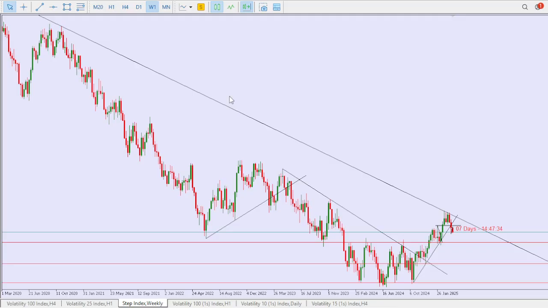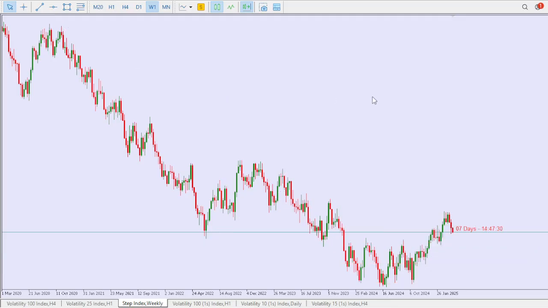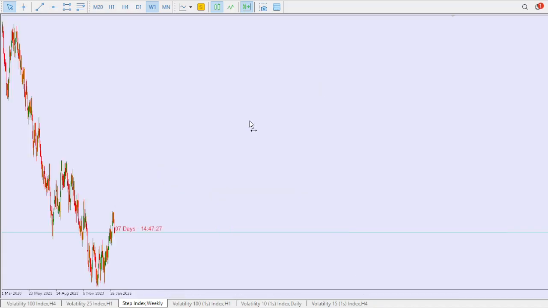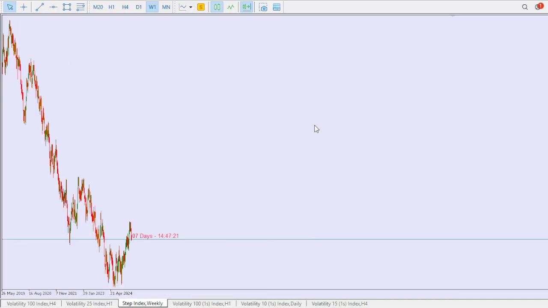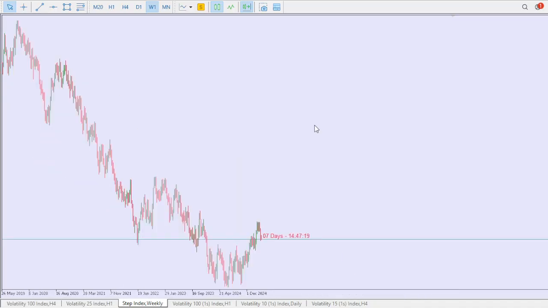So, as we normally do, we are going to delete everything we have here, then do our top-down analysis, starting from the weekly time frame, which we are already on right now. Looking at the weekly time frame, I can see that this market is in an overall downtrend. I'm just going to use a simple trend line to indicate this.